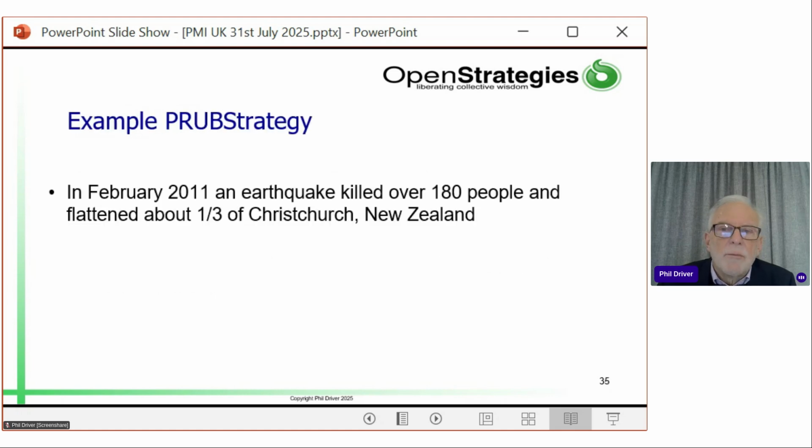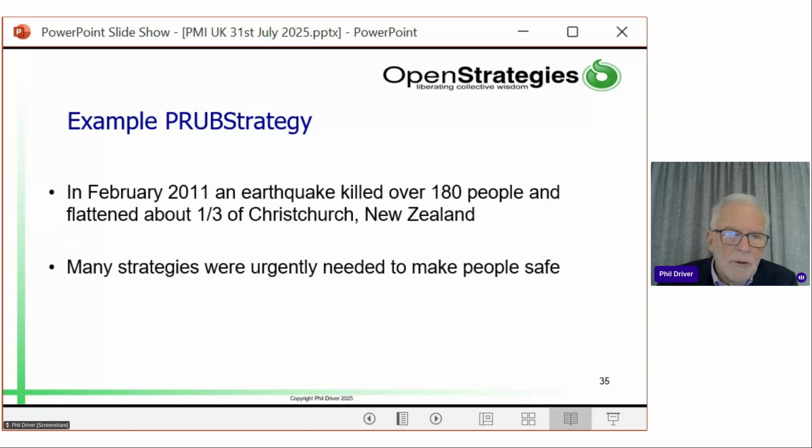Here's an example, PRUB Strategy. And this is a fairly earthy one. I lived through the Canterbury earthquake back in 2011. It killed 180 people. I was living up on a hill looking over Christchurch, and when the earthquake hit, I could look out over the city and see these enormous plumes of dust rising from the city. And my heart sunk. I just knew a lot of people had been killed. It was horrible. It flattened about a third of the city.